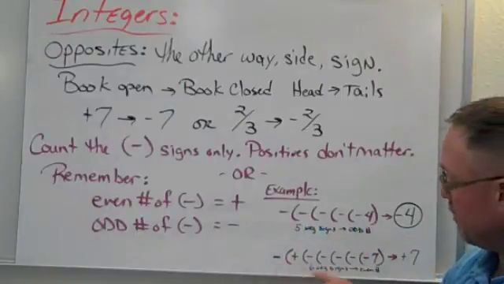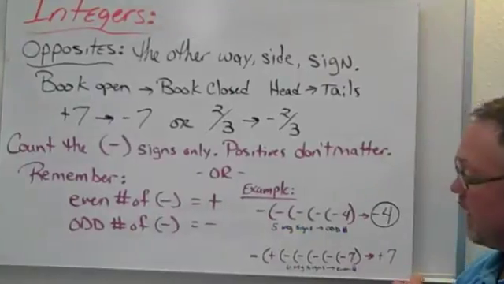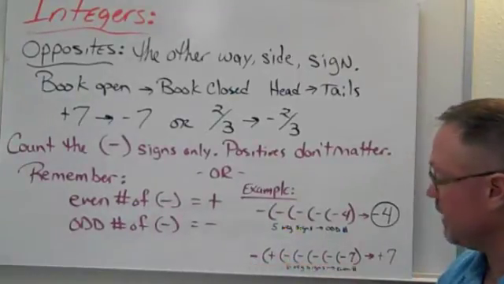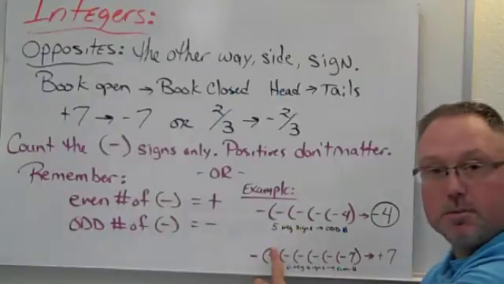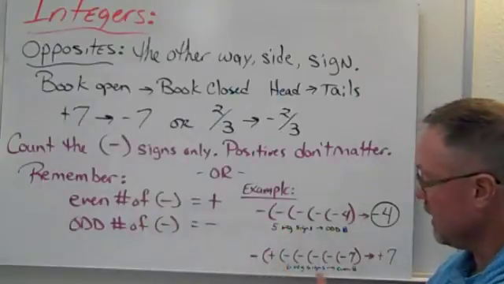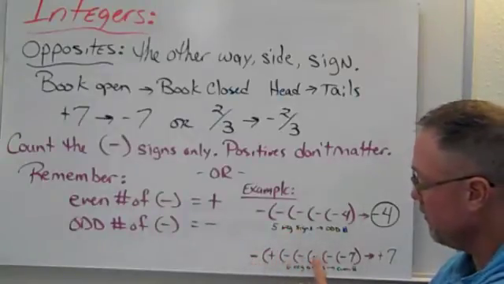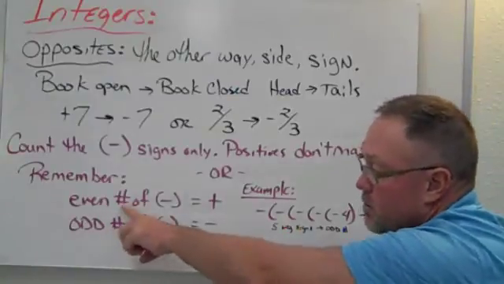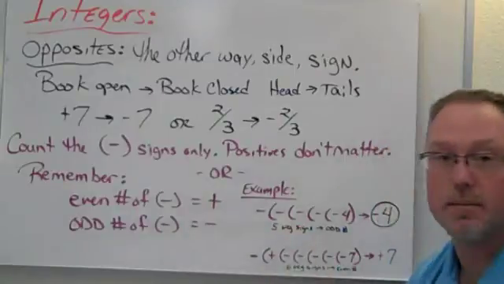If I have the bottom one here, where I have a negative, a positive, and then a series of negatives, I don't even have to worry about this positive here. I can just take it and look at 1, 2, 3, 4, 5, and 6 negatives. So 6 is an even number, so an even number of negatives makes it a positive.